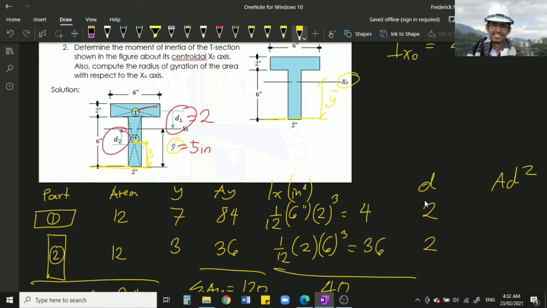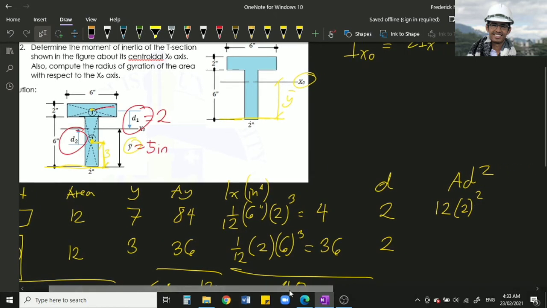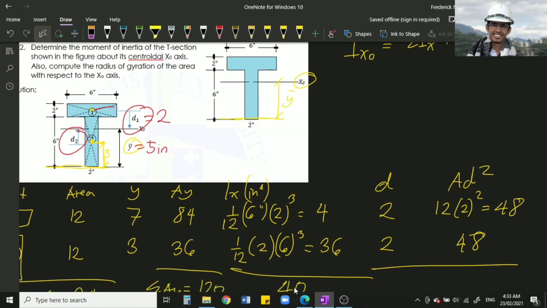Therefore, yung AD squared natin, i-multiply lang natin yung area. So this is 12. That will be 12 times yung d natin is 2, so 2 squared. So that will be 12 times 4, that will be equal to 48. So same lang din, magiging 48 din to. So yung total na AD squared natin is 96.